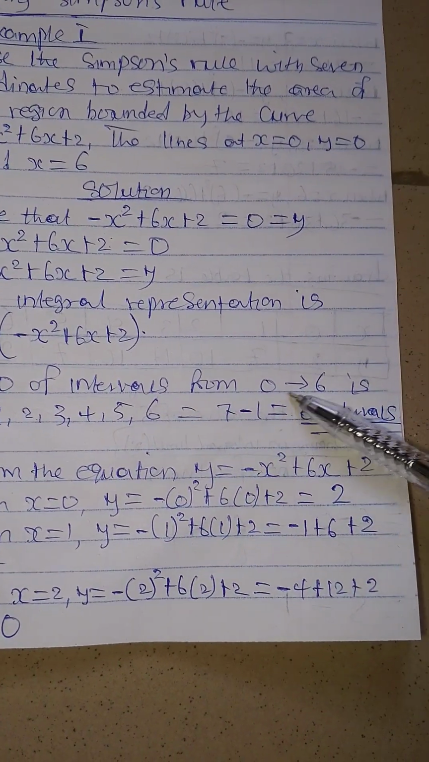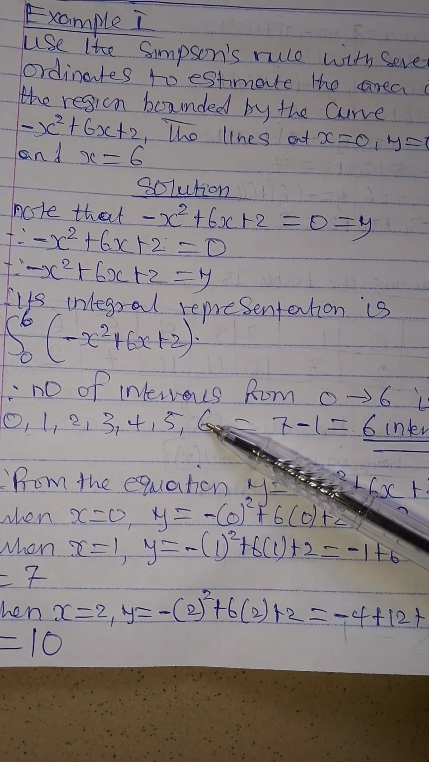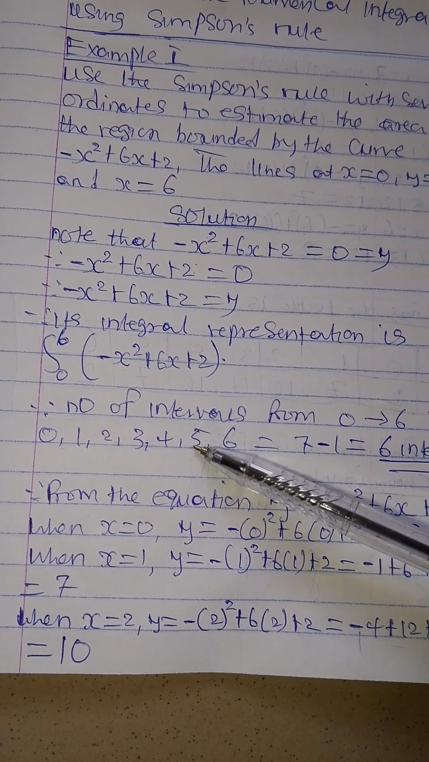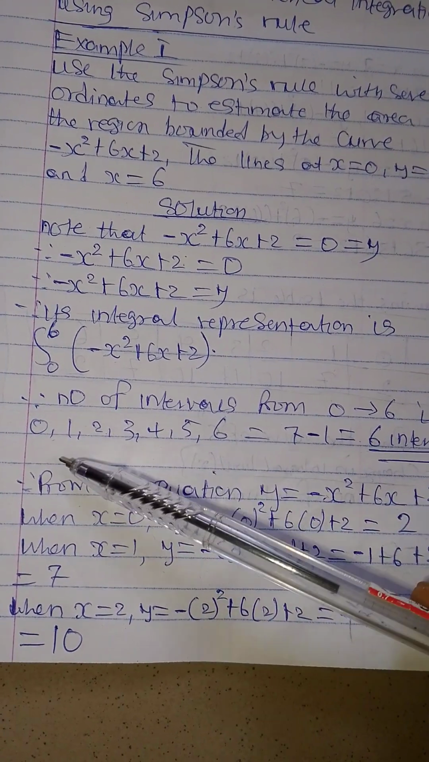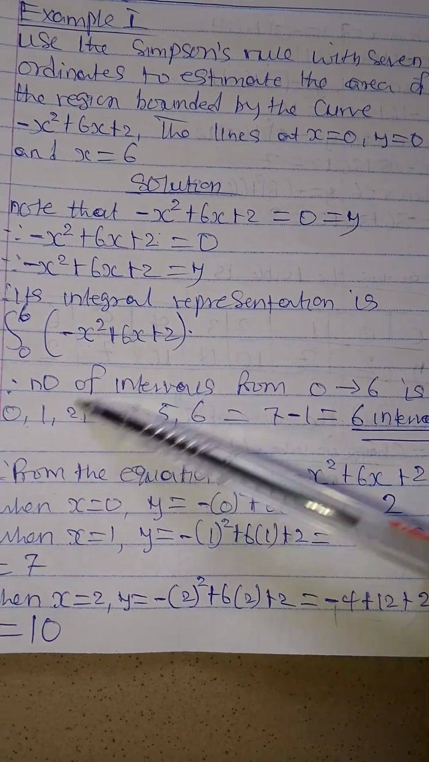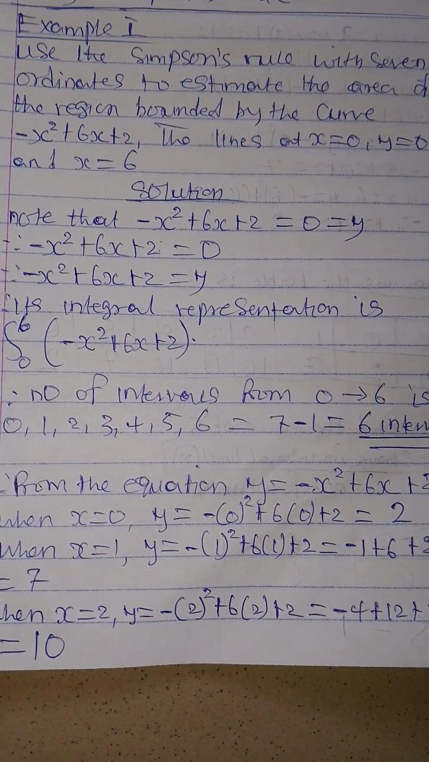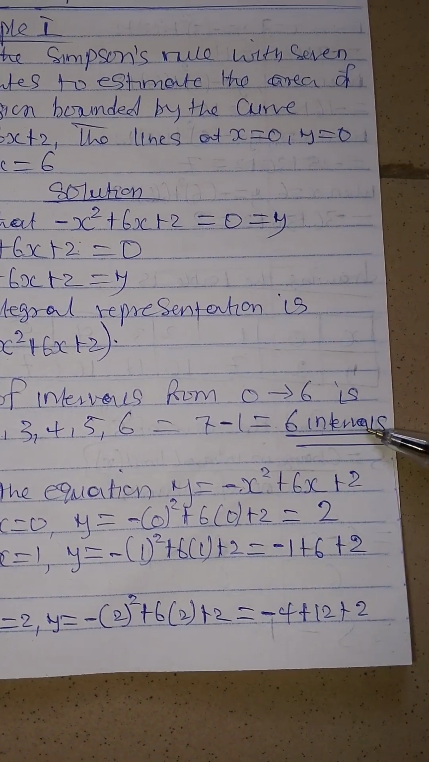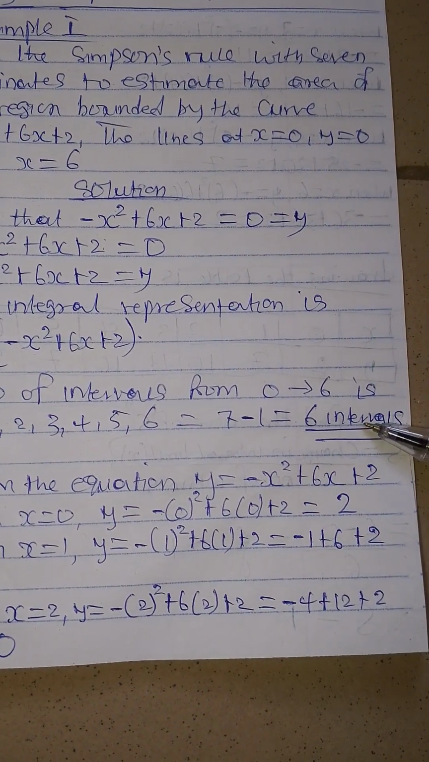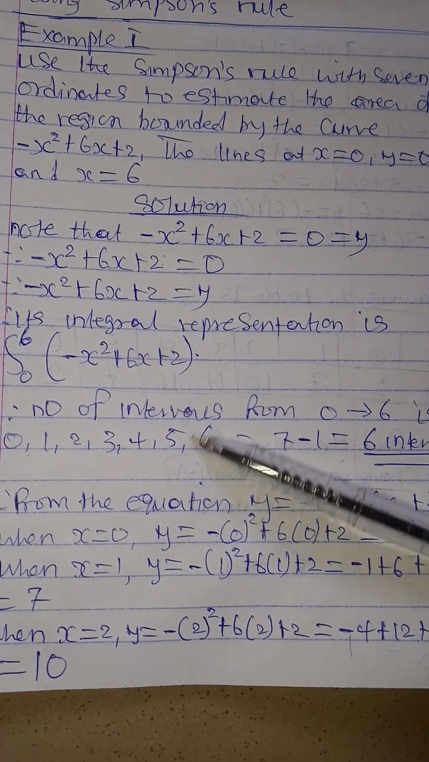Now the number of intervals from 0 to 6: I have 0, 1, 2, 3, 4, 5, 6. To find the number of intervals, how many numbers are here? We count 1, 2, 3, 4, 5, 6, 7. So there are 7 numbers here. Since there are 7 numbers, always minus 1 from it. So 7 minus 1 will give you 6. So there are 6 intervals in this equation.